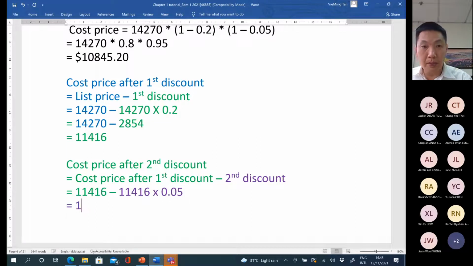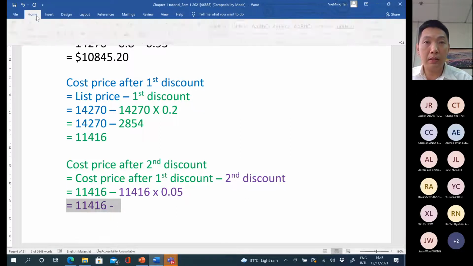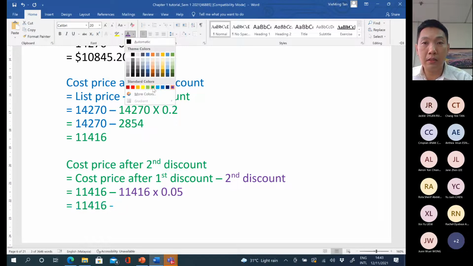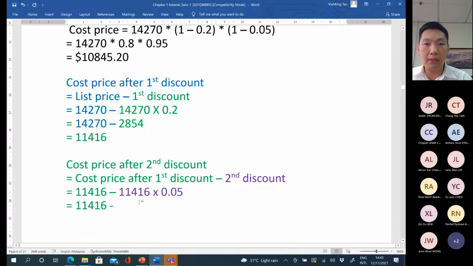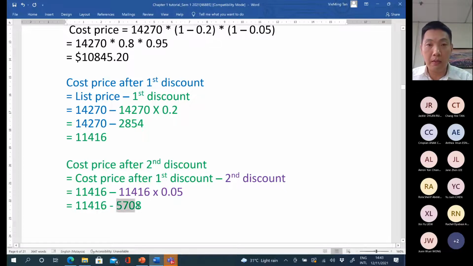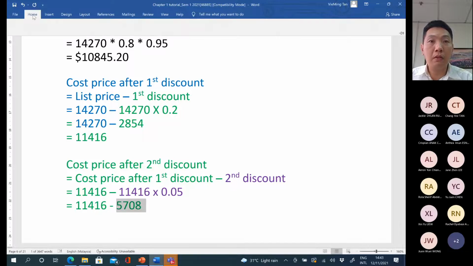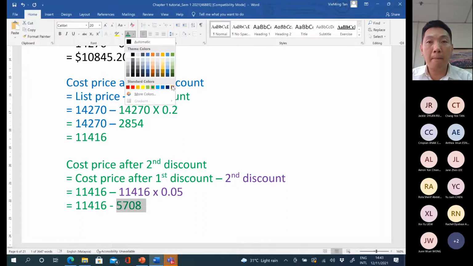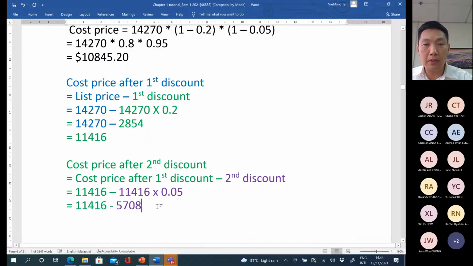So the green color just remains the same, doesn't change. We try to simplify the term that is highlighted using purple color. Okay, 11416 multiply 5%. 11416 multiply 0.05. So it's 5708. Purple color. Okay. Then we use this green color minus the purple color.